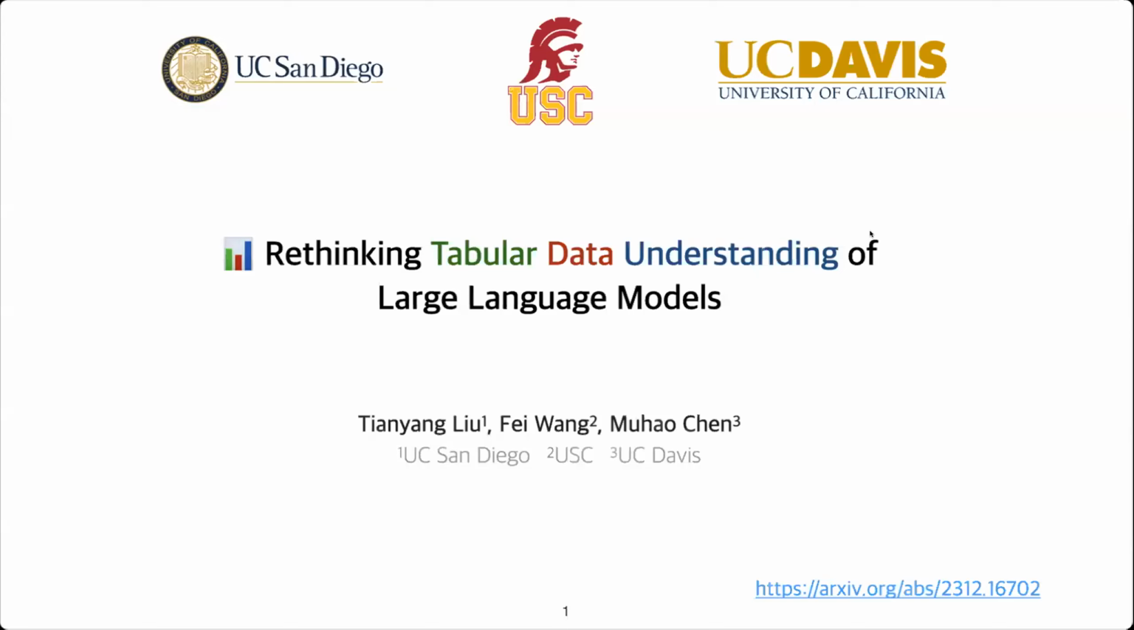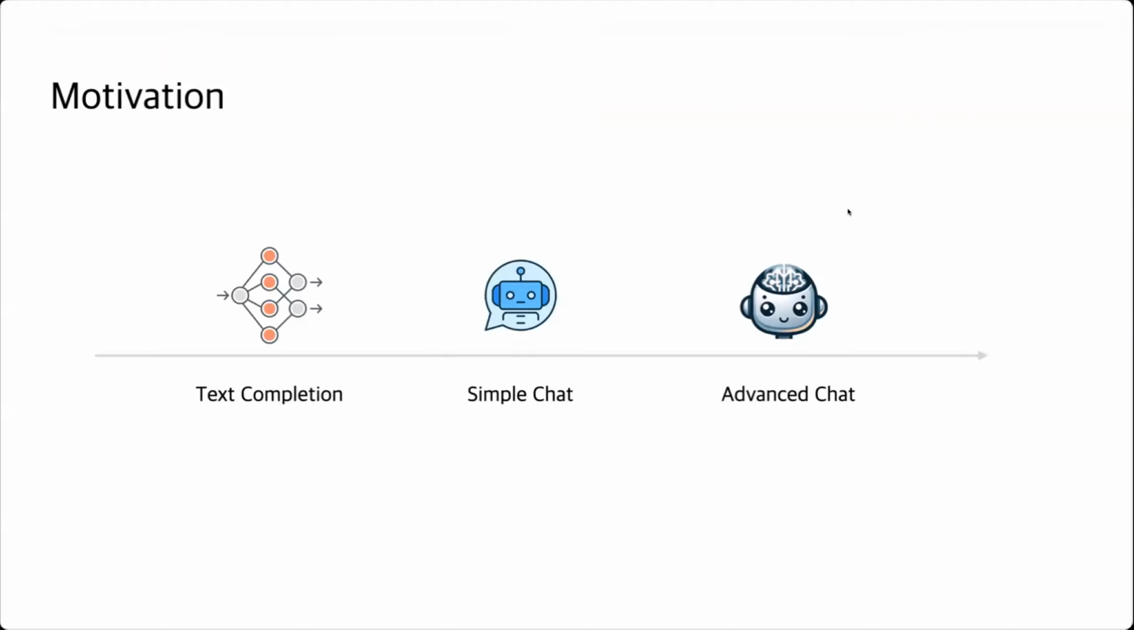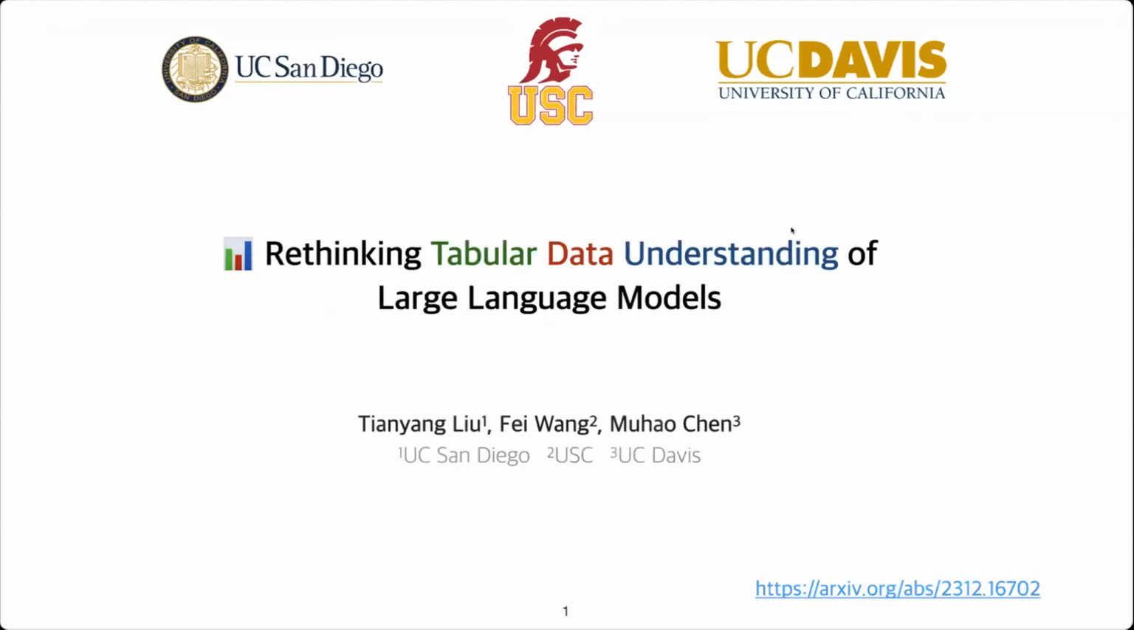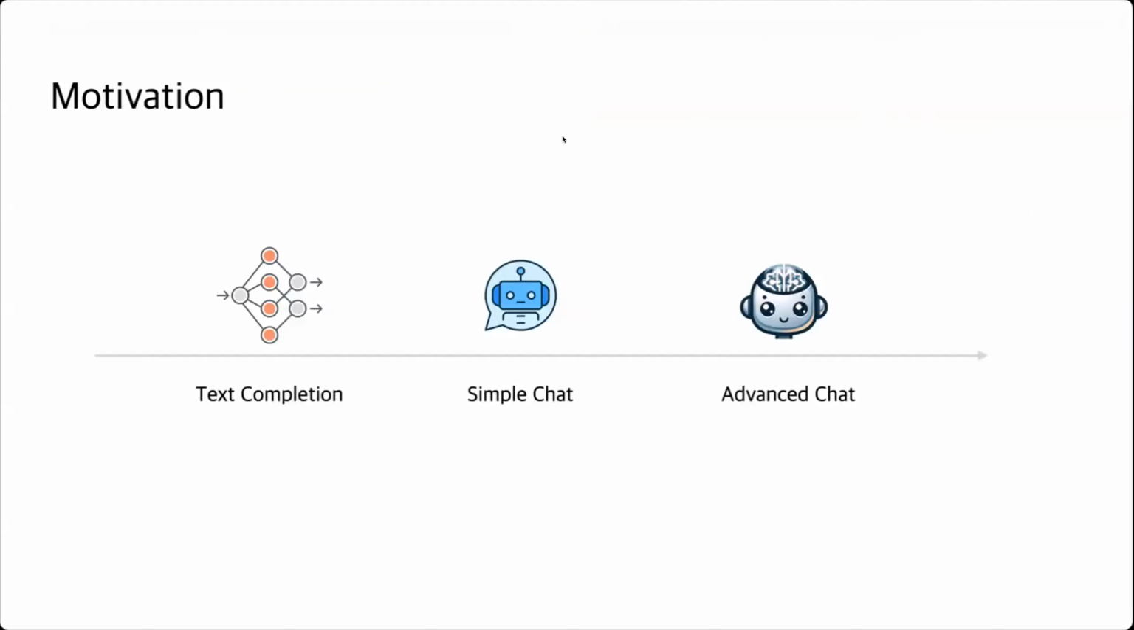I'm so happy to have the opportunity to present this paper, which was completed under the guidance and collaboration of Fei Wang from USC and also Professor Mo Chen from UC Davis. This paper is called Rethinking Tabular Data Understanding of Large Language Models.